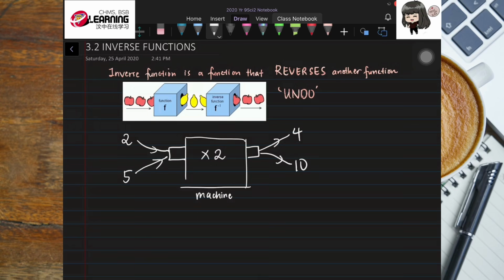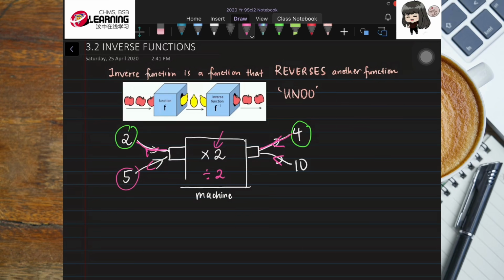So inverse means that it's a reversing function. It's a reversing process now. So you are going to put in your output, which is your 4, and it will give you back 2. Look at the arrow here. So 4, you put it in, and it becomes 2, and your function now is not times 2 anymore. It becomes a reverse, so it becomes dividing by 2. So 4, when you divide by 2, you will get 2, and 10, reversed back, you divide by 2, it will get to 5. So this is a reverse process.